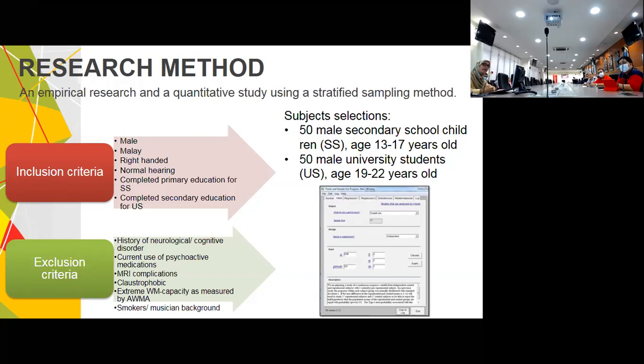Malay, right-handed. For right-handedness, we are going to do the Edinburgh Handedness Test. They will have normal hearing, so they will undergo a hearing test. They have completed primary education for the secondary school students, and completed secondary education for the university students, right? For exclusion, any history of neurological or cognitive disorder will be excluded. Current use of psychoactive medication will be excluded. MRI complications such as any heart implants or eye implants. Claustrophobic, extreme weight or capacity, okay, and lastly smokers or those with a musician background, because it has been reported that musicians have good AWM and better speech as compared to non-musicians.